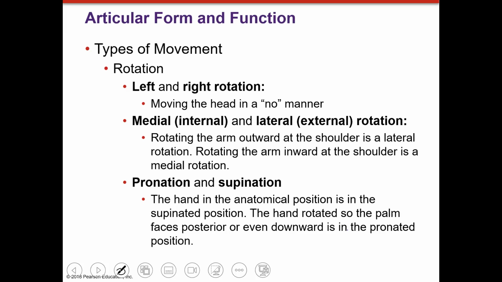We have pronation and supination. So hand in the anatomical position, which is forward, the palm forward, that's going to be supinated. Then the hand rotates so the palm goes down. That's going to be pronated. So if you hold something in the palm of your hand, that's supinated. If you flip your hand over to drop it, that's pronated.